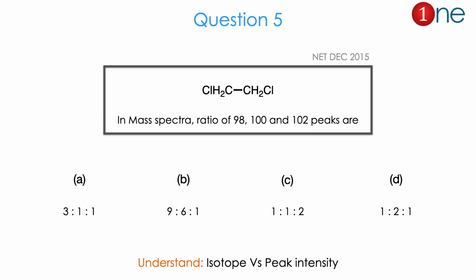Then question number 5. The starting material is dichloroethane. They gave the mass spectra with 98, 100 and 102 peaks. They are asking what the intensity of these 3 peaks is. They gave 3:1:1, or 9:6:1, or 1:1:2, or 1:2:1. So from the chlorinated compound, with possible M plus 2 and M plus 4 peaks, you might realize the question is really about isotopes versus peak intensity. The answer is B. Let us see how.